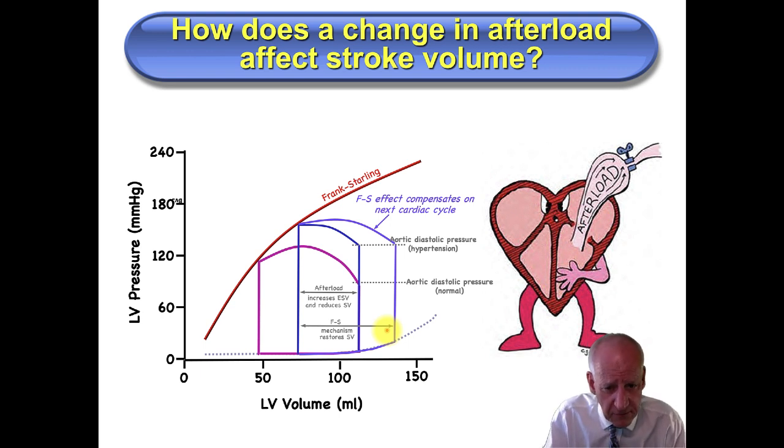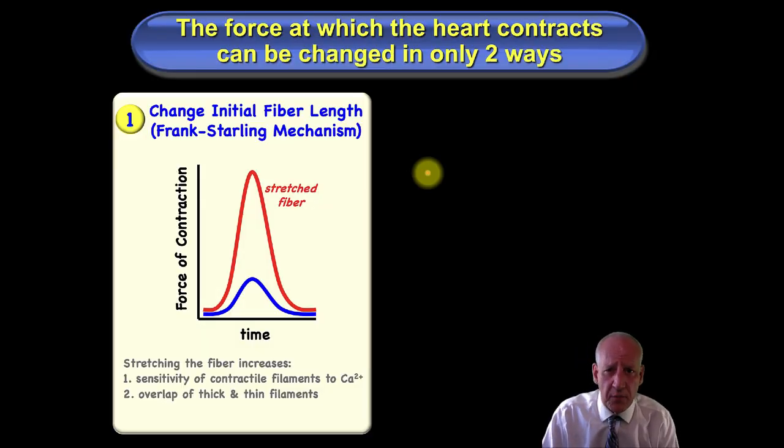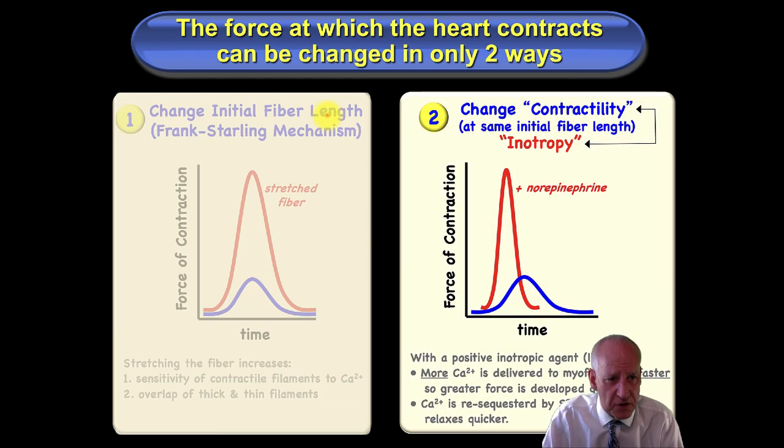Recall that the Frank-Starling effect is responsible for matching cardiac output to venous return. And now we return to this very important point. The force at which the heart contracts can be changed in only two ways. We can change the initial fiber length, we can stretch the fiber, and when stretched, the fiber will develop a greater force of contraction. The only other way to increase the force of contraction is through a change in contractility. And this is seen at the same initial fiber length.